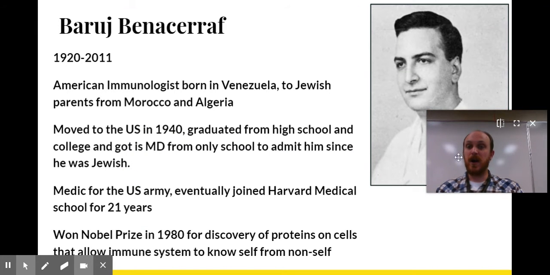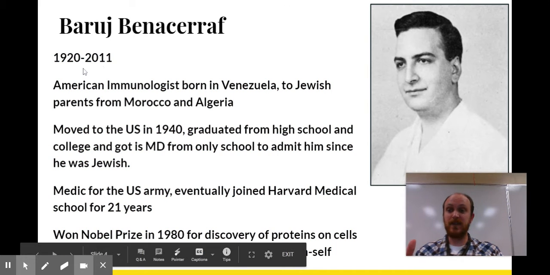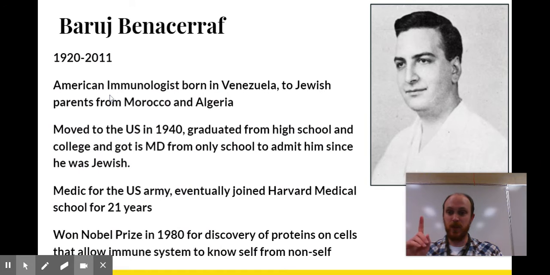This is Baruj Benacerraf. He passed away in 2011, so you might be able to do the math. Tell me, how old was he when he passed away? He was an American immunologist. He was born in Venezuela, so he's a Venezuelan citizen. But his parents were from Morocco and Algeria, and they were Jewish. Oh man, that is a whole thing. So he was Moroccan, Algerian, Jewish, born in Venezuela, and became an American. So he moved to the United States when he was 20 in 1940. He graduated from high school and college and got his MD, his medical doctorate, from the only school that would admit him because he was Jewish.